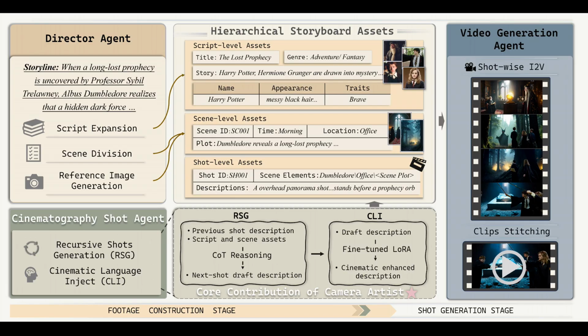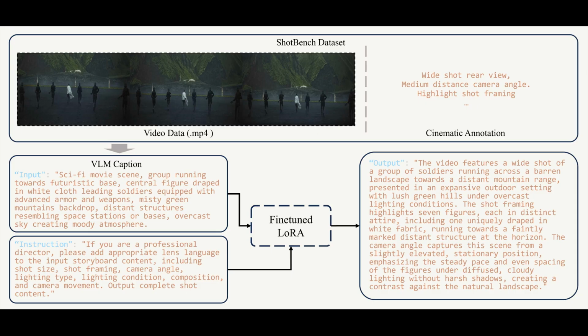And the key innovation is how they do it. They add a dedicated cinematography shot agent to the agentic pipeline. This isn't just another step. It's a specialist. Its job is twofold. First, it uses something called recursive storyboard generation. Instead of planning all shots at once and moving on, it constantly looks back at the previous shot to ensure the next one makes narrative sense. This strengthens shot-to-shot continuity. Recursive, meaning it loops back on itself, like it's checking its own work.